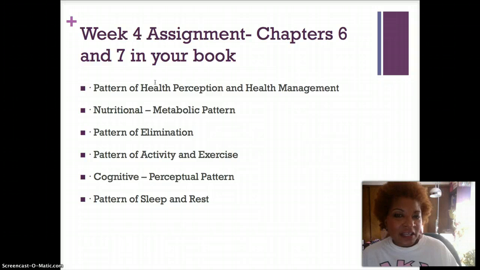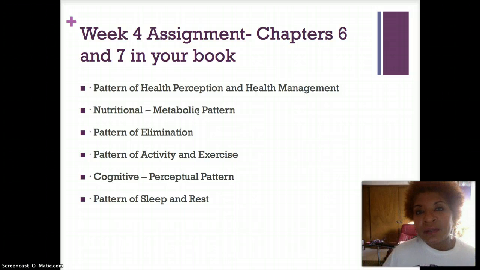When it comes to the nutritional metabolic pattern, can you give me an example of what foods you purchase on a weekly basis?